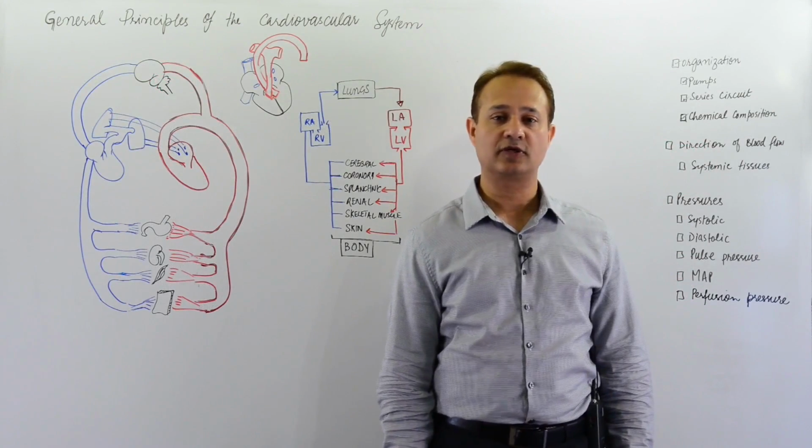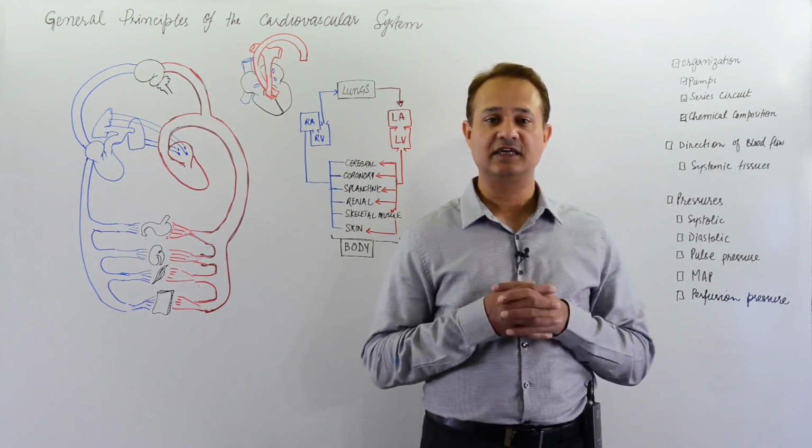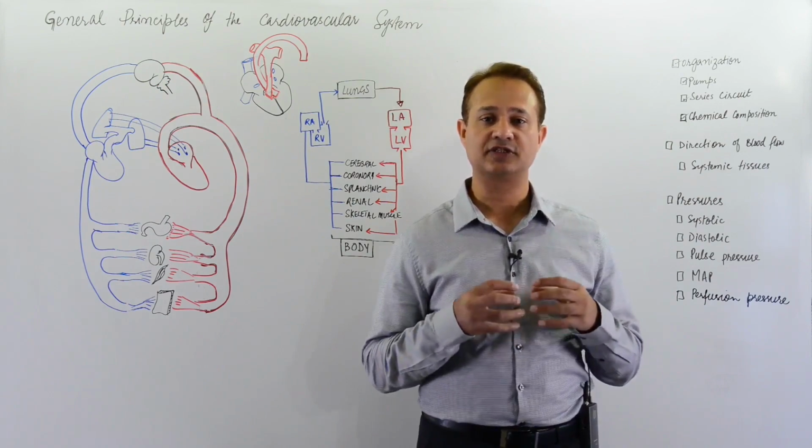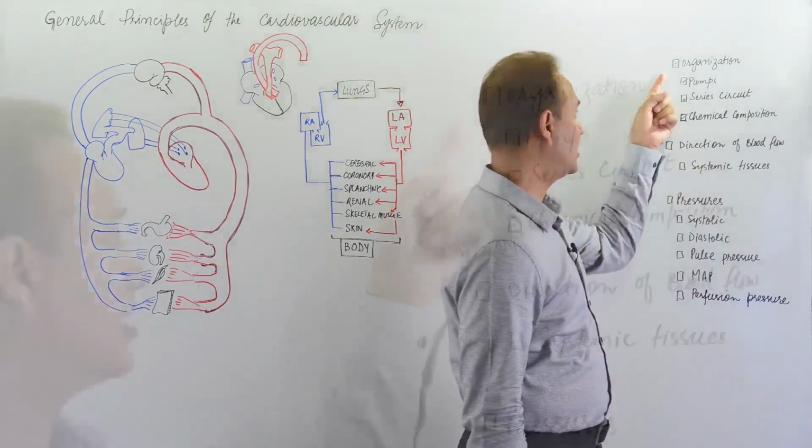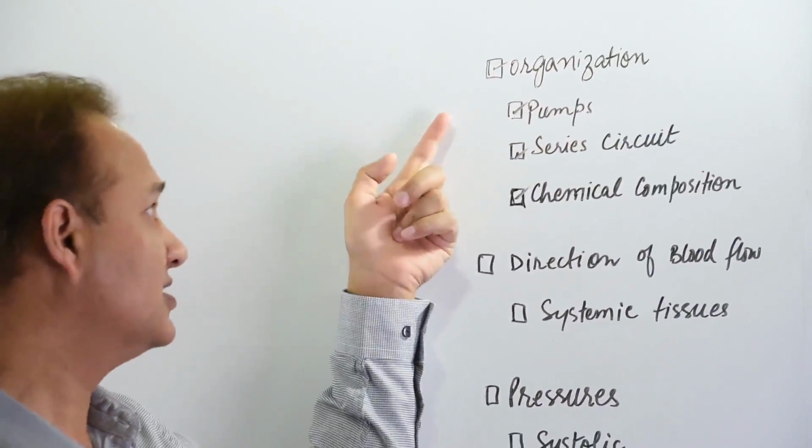Guys, this is Mobeen. We're talking about the cardiovascular system. This is the first lecture in cardiovascular system physiology, the general principles. The topics that we'll cover today are going to be pretty simple. It is the start of the CVS.